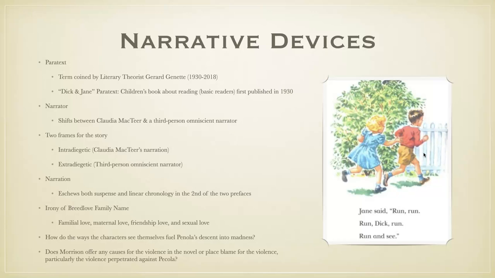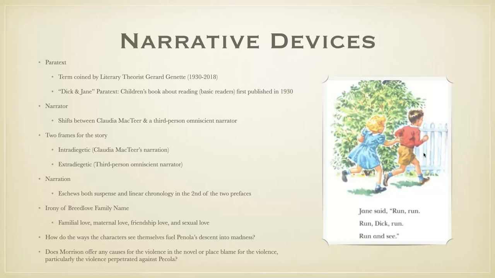The next thing is you're going to notice that we have a couple of narrators, and it can get a little confusing. The narration is going to shift between Claudia McTeer, who is a child herself, and we need to keep that in mind, who tells Pecola's story from her own point of view. So Claudia tells Pecola's story from Claudia's point of view. It's really interesting that Pecola doesn't even get a voice throughout the novel when the story is hers.